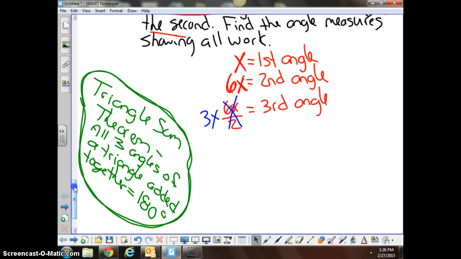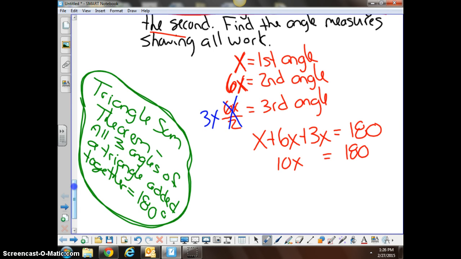How do we set this up and solve it? X plus 6x plus 3x equals 180 because of the triangle sum theorem, right? Yep. One angle plus a second angle plus a third angle equals 180 degrees. Robert, what's my next step? Combine all like terms. So x plus 6x plus 3x is what? 10x. 10x equals 180. Now what? Divide by 10. Are my equal signs lined up for the most part? Yep. Robert, keep going. X equals 18. X equals 18 degrees.